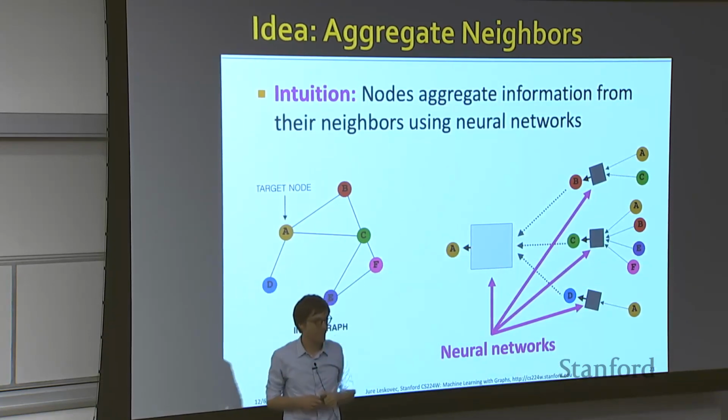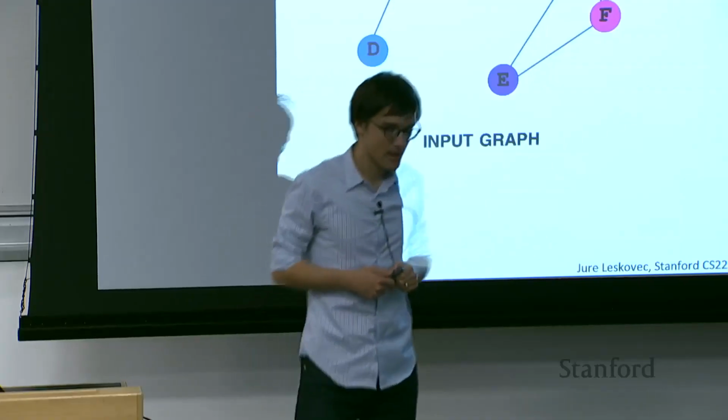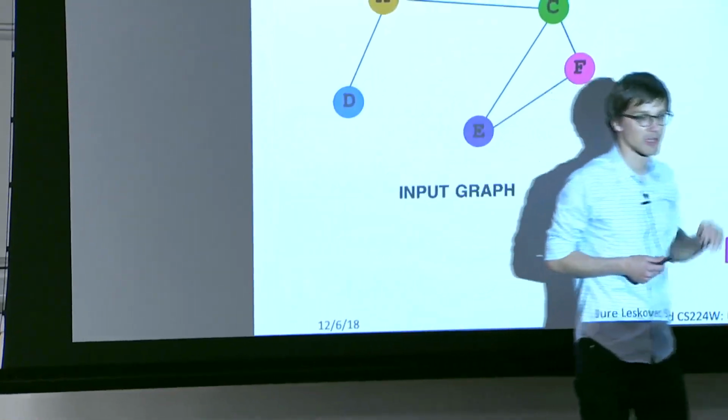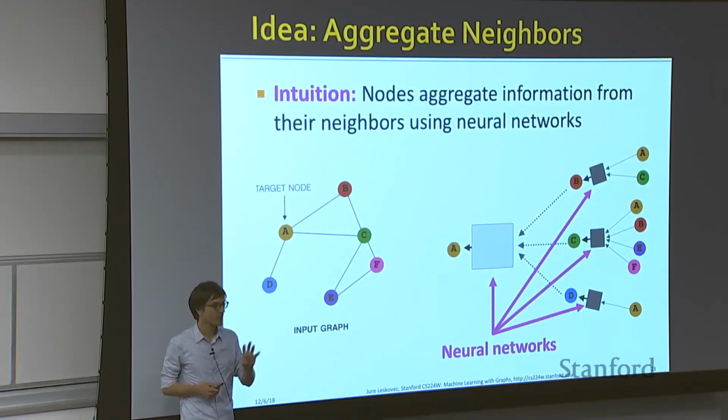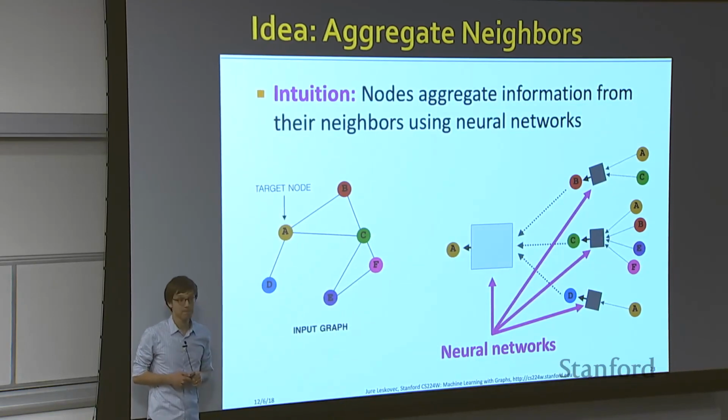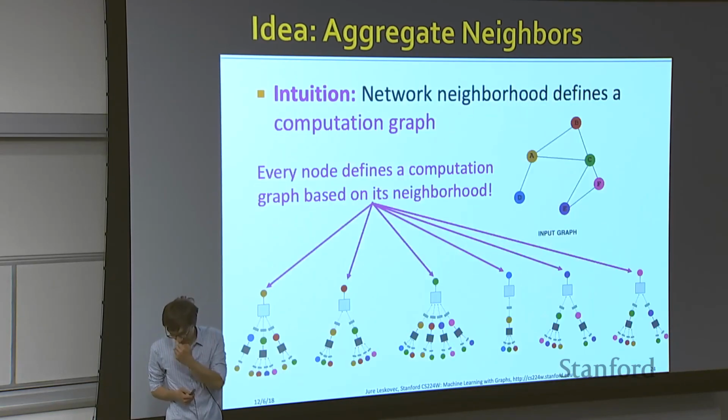Yes? Do you share parameters across the different neural networks? I will come to that. So let me not answer yet. But I will answer your question, definitely. All right? It's a great question. We'll spend some time on it. All right, good. So this is what we are trying to do.